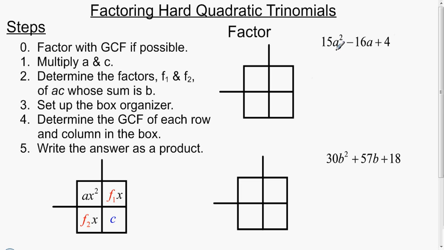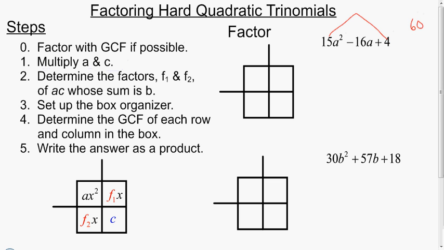Okay, moving on to some other examples here, where I have 15a squared minus 16a plus 4. You won't always see x's in a problem. The variable here is a, and that's fine, as long as we still have a quadratic where there's an exponent of 2, an exponent of 1, and then a constant term. Okay, so what is the GCF of 15a squared, negative 16a, and 4? Well, again, it's 1, so factor with GCF if possible. It's not. So multiply a and c. So here I'm going to get 15 times 4 is 60.